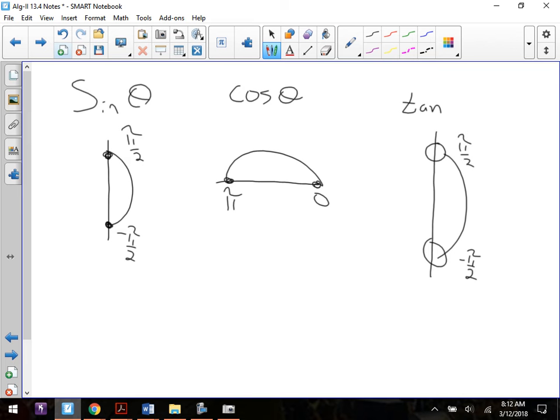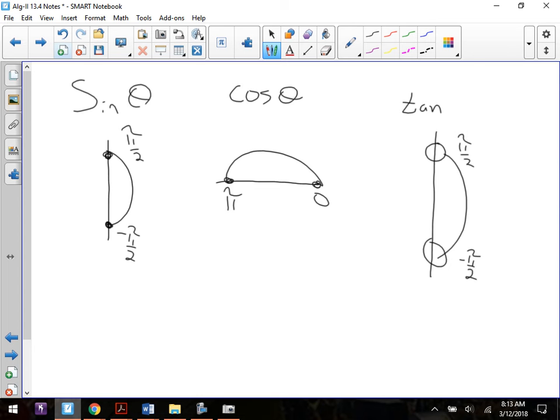It was the same thing we had. But for tangent, we don't include pi over 2 because it's got an asymptote, because you can't divide by 0. Whereas with sine, you can include it because the sine at pi over 2 was 1. Tangent's the weird part.